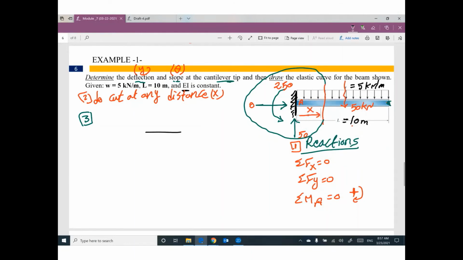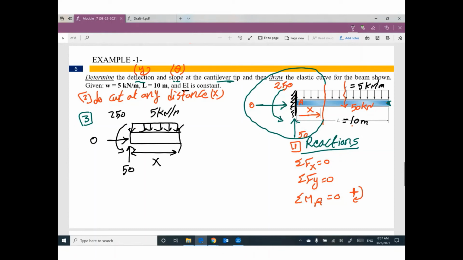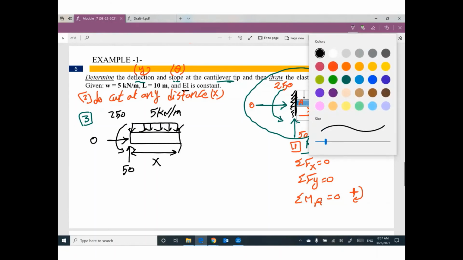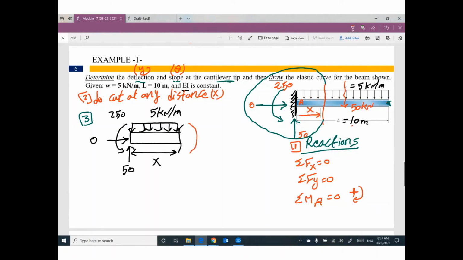So what do you have on the left part? We have here the cut. This distance is x. We have the vertical reaction here, 50. We have the horizontal reaction here, 0. We have the moment here, 250. And we have part of the uniform distributed load, 5 kilonewton per meter. At your cut, we have a moment. How can I assume this moment? This moment would like to make this part of the beam smile.